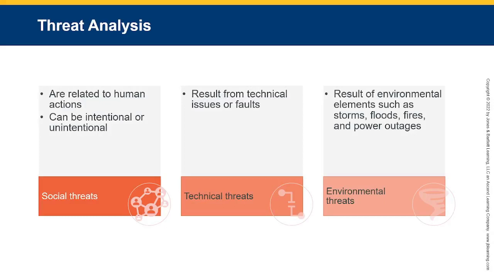We also look at different types of threats. There are social threats. They are related to human actions and can be either intentional or unintentional. You have technical threats, which result from technical issues or faults. You also have environmental threats, such as storms, floods, fires, and power outages.